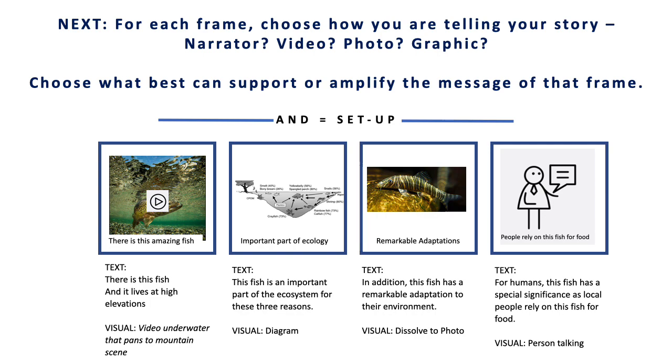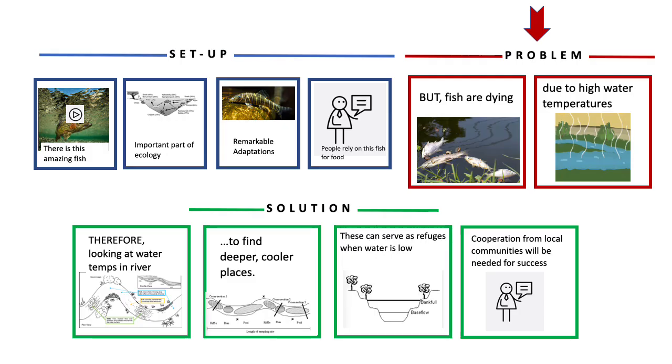Okay, so once you have built that and you've got your setup and you're happy with that, you move on to your problem and basically do that same process. In the simplest form, fish are dying, and that's due to high temperatures. This is my problem. How many frames is it going to take to tell that problem? Maybe it only needs to be 2 frames. And then how are you going to show that? And then you do the same thing for the solution and decide.